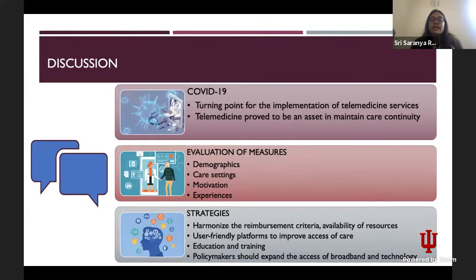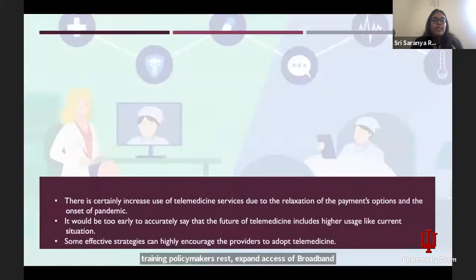And also some of the strategies can be implemented, like harmonizing the reimbursement criteria, and also increasing the availability of resources, because everyone doesn't have equal resources, which creates a sense of digital divide between the patients. User-friendly platforms to improve access to care between patients and the providers. Education and training. Policymakers should expand the access to broadband and technology as well.